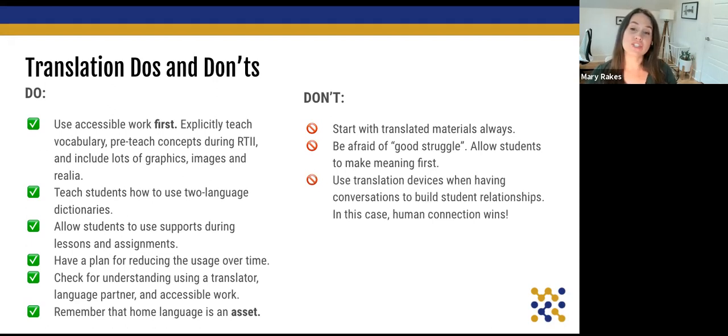We also don't want to use translation devices when having conversations to build student relationships. So I want to communicate with my student, and going back to our first tip, we want to get to know our students, but we need to do that in a human connection way. We can't just always use Google Translate. So in this case, human connection wins. Students really appreciate when we take the effort to communicate with them face to face, especially students who are newcomers. These students often feel isolated and alone. And so a face-to-face conversation, even if there's a little bit of good struggle there, is going to go a long way for them.